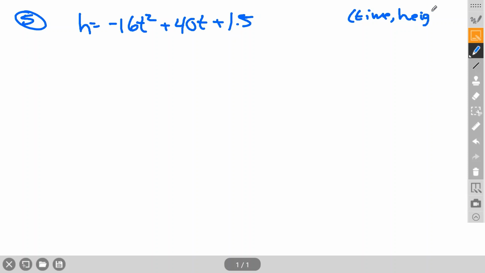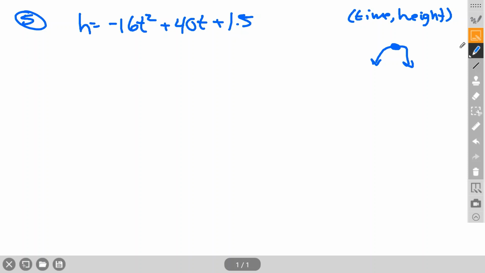All right, number 5. So number 5, we're using this formula, or this equation: negative 16t squared plus 40t plus 1.5. Number 5 says, how long will it take the ball to reach its highest point? So when we think about our function, our x and our y, our x is time and our y is height. So if we're looking for the highest point right here, we're looking for the vertex. And the x-coordinate will tell me how long it takes to get to that point, and the y-coordinate will tell me how high that point is.